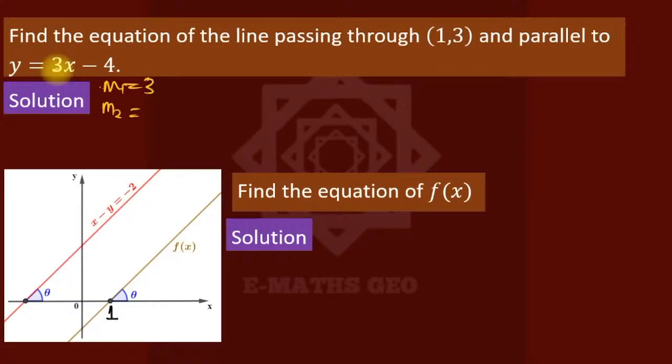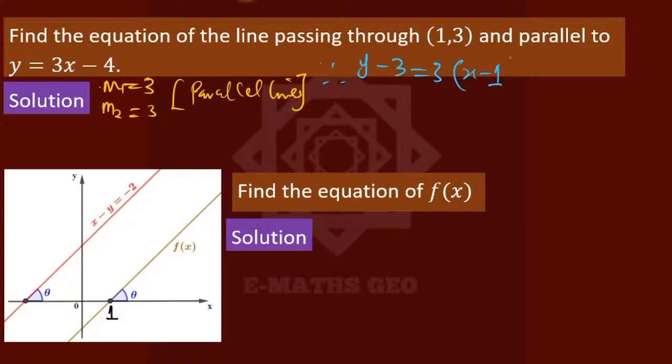Therefore, m2 will also be 3. That's for the parallel line. So this is now the point slope form of the equation of a line. Therefore, the equation of the line is now y minus y1, which is 3, equals slope, which is also 3, times x minus 1.